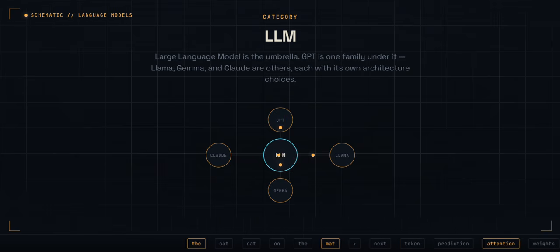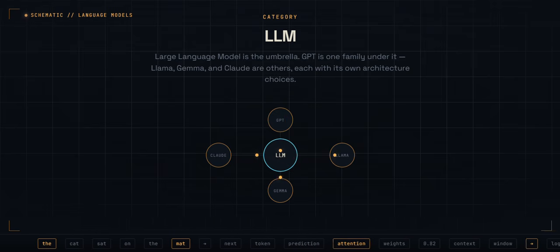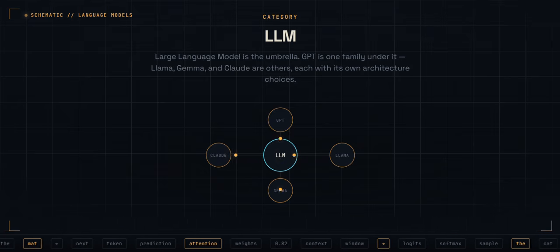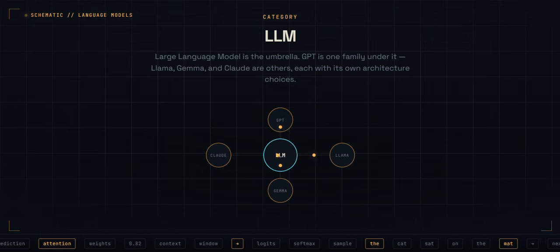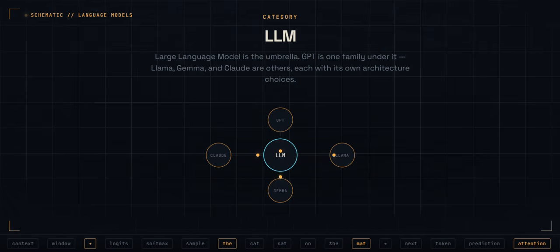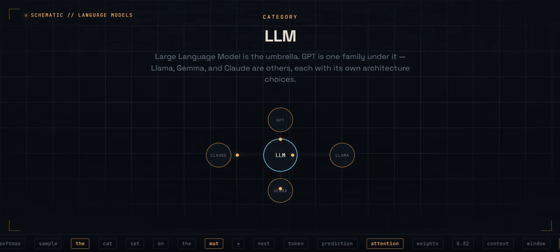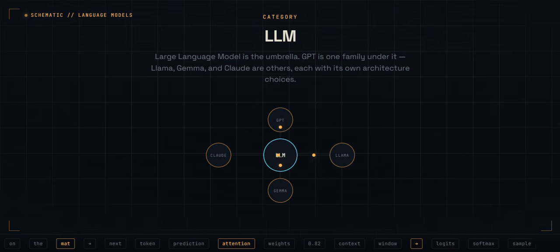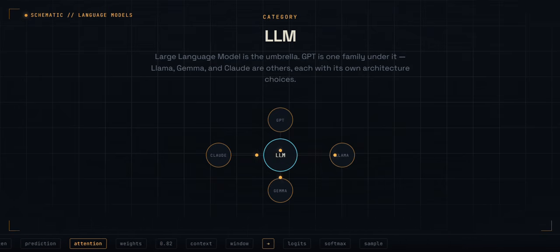Some use decoder-only transformers, some mix encoder and decoder designs, some use mixture of experts. Different engineering choices, same overall category. That's why saying GPT and LLM are the same is technically incorrect. GPT is one member of the LLM family.